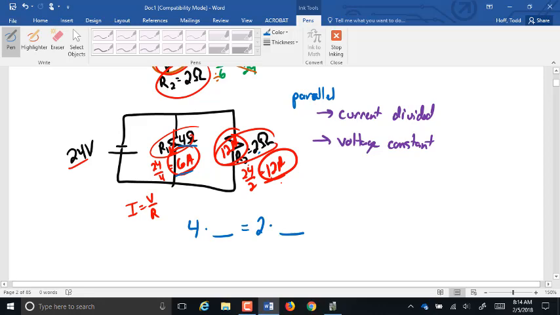So I need to know one of the currents first. If I know this one is 6, I can find that one. 4 times 6 is 24, and divide by the 2. That tells us that had to be 12 amps. So that makes sense. It checks out. In an inverse relationship like that, it's a constant product.